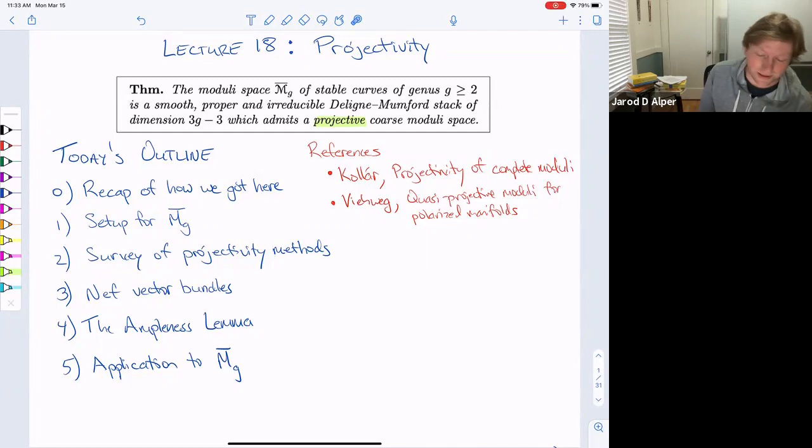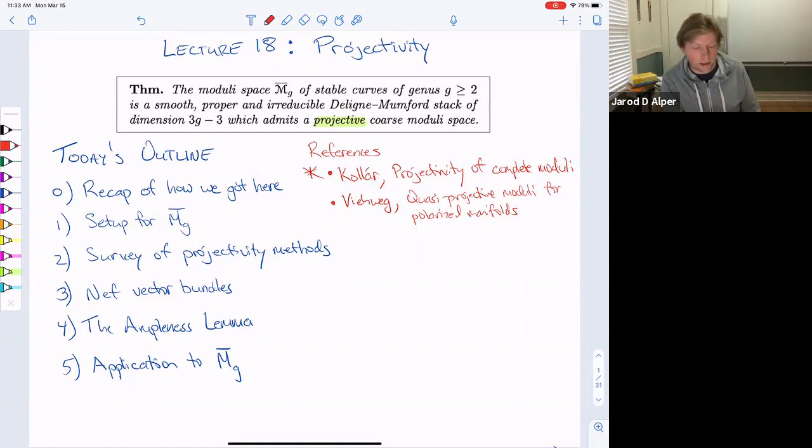The main references for this lecture are Kollár's paper on the projectivity of complete moduli, which builds fundamentally on ideas from Viehweg in his book on quasi-projective moduli for polarized varieties. And we're mostly following Kollár's paper here.